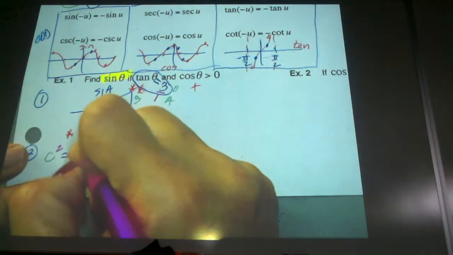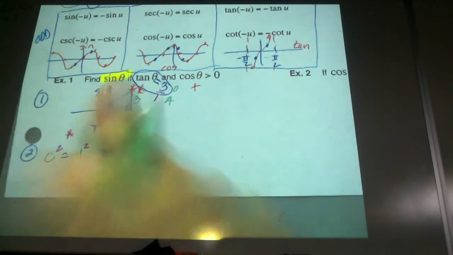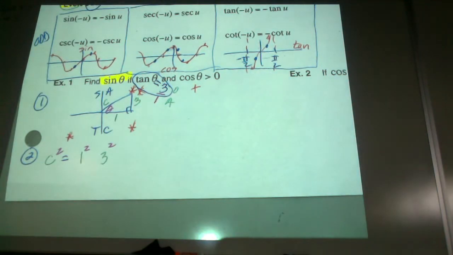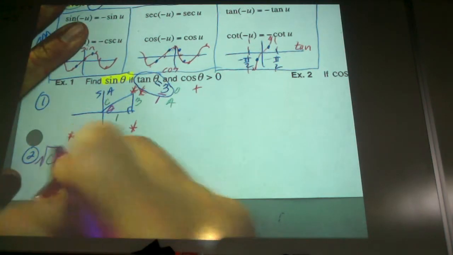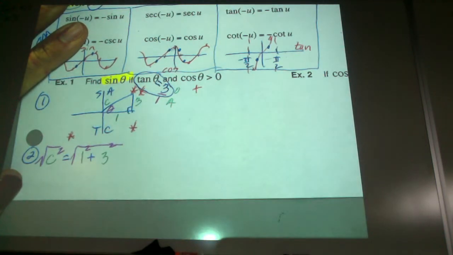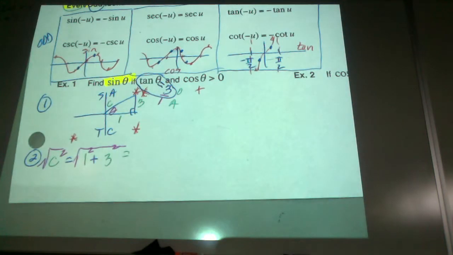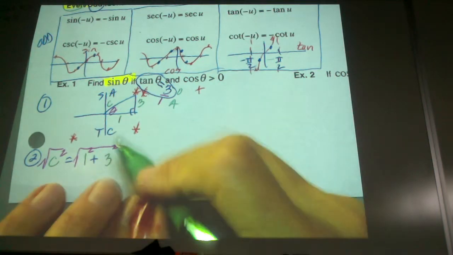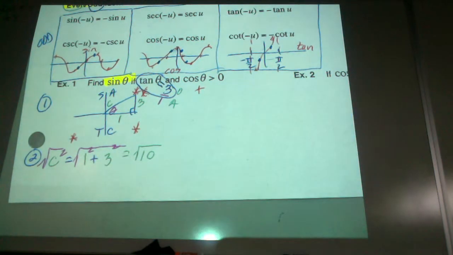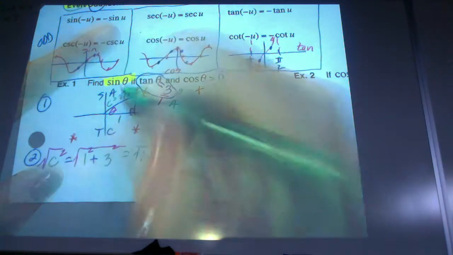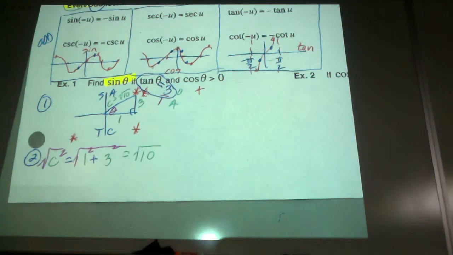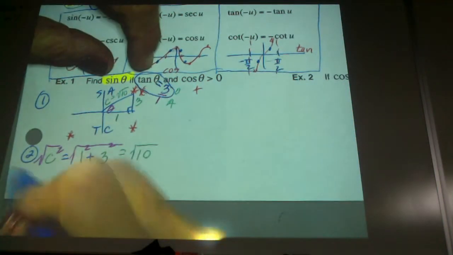1 squared. If I ultimately really want to find C, what do I really have to do? Take the square root of both sides. And so 1 squared is 1, 3 squared is 9, to add to give me 10. Is that fully simplified? Yep, no perfect squares. So now I know C, square root of 10. So now I can find my sine.